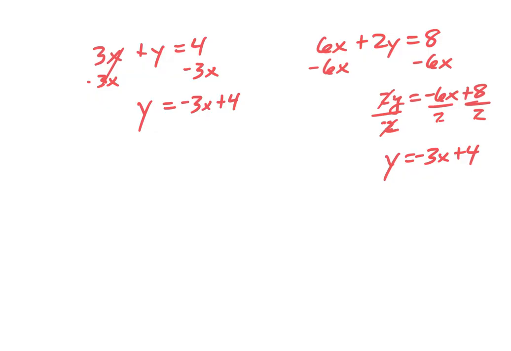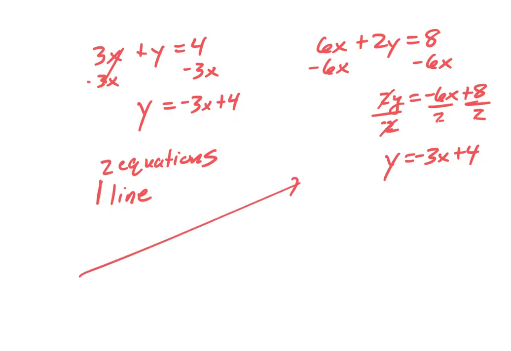So you have two equations, but you only have one line. And the reason we only have one line is because the two lines are right on top of one another. When I graph them, everything is in common. All their points, their y-intercept, their slope, everything about them is the same. So we can't see the second line because it's right on top of the first line.